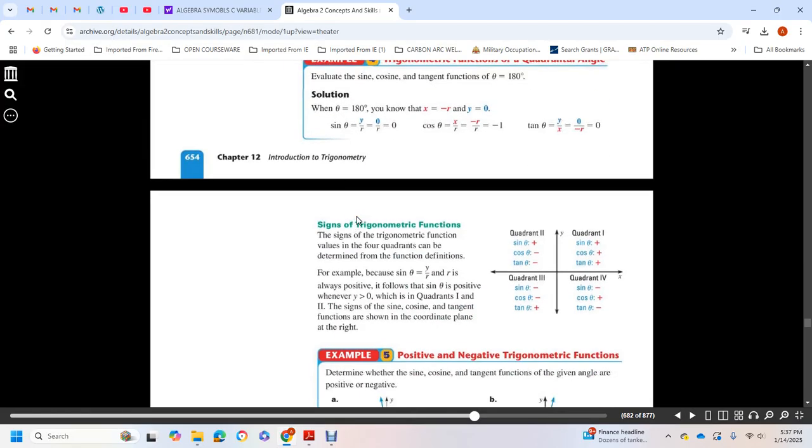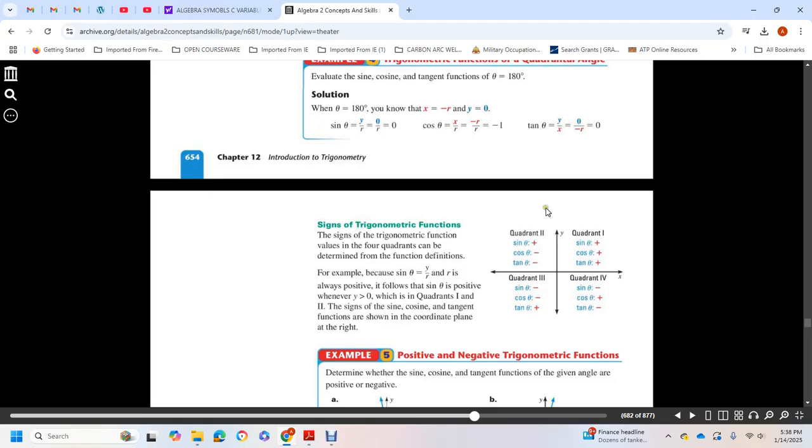Signs of trigonometric functions. The signs of the trigonometric function values in the 4 quadrants are determined by the function definitions. For example, the sine of angle θ, y over r, is always positive when y is greater than 0. That is, sine of θ is positive in quadrant 1 and quadrant 2. The signs of sine, cosine, and tangent functions are shown on the quadrant plane.